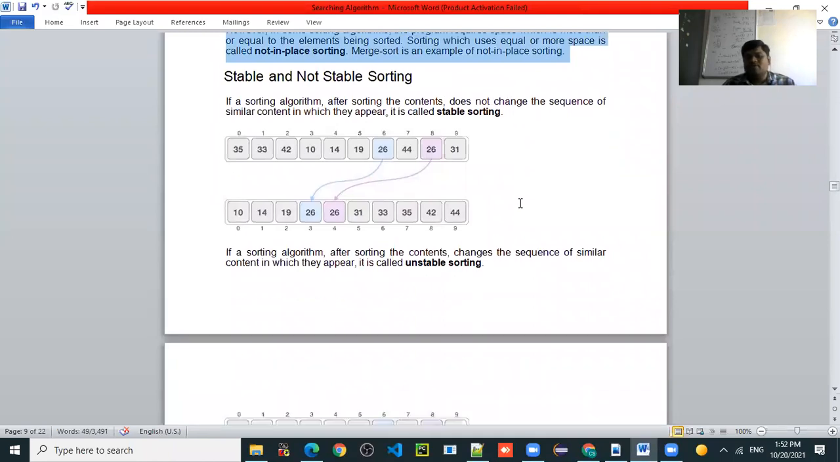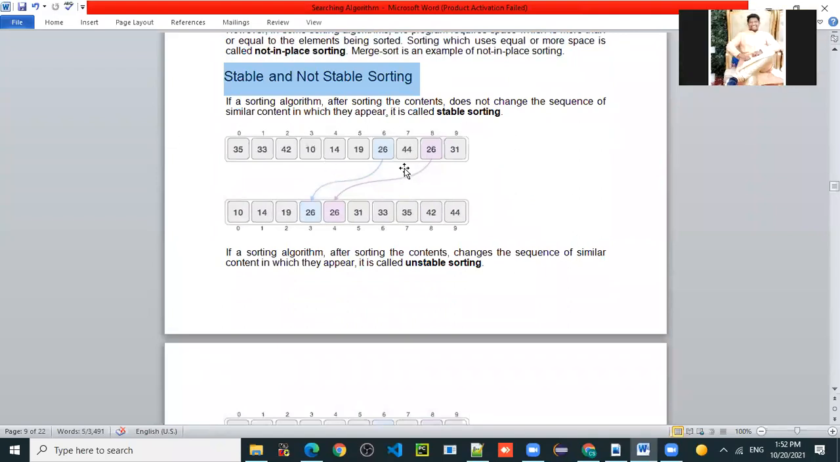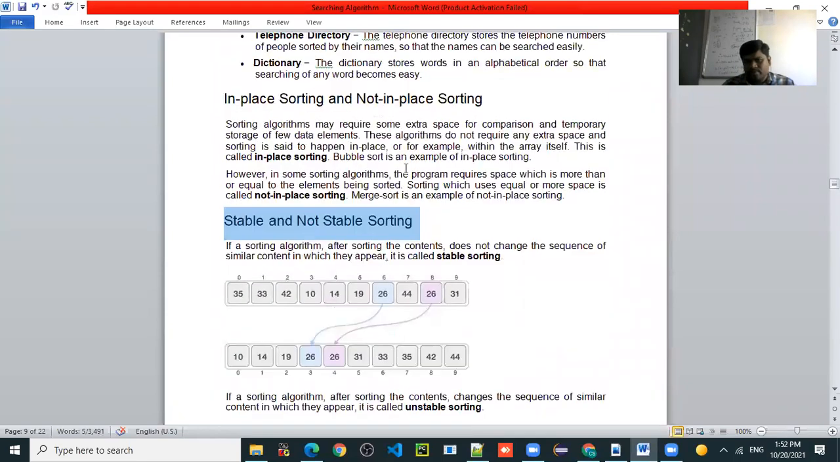Now another terminology is stable and non-stable sorting. What does it mean? Yes, repeat not in place and in place. Hello. Not in place, I didn't understand.